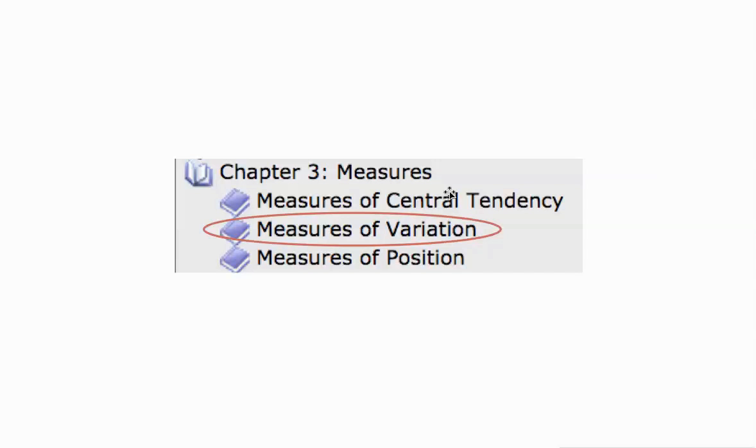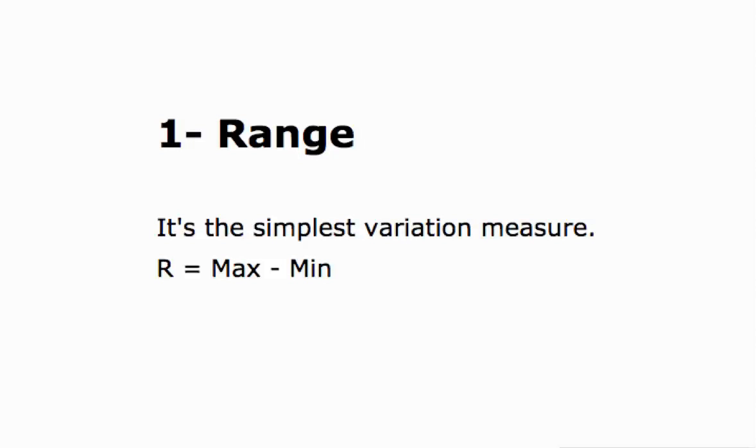Remember, we have three measures here. We have the measure of center, the measure of variation, and the measure of position. So let's have a look now at the measure of variation. The first way to measure the variation is the range. The range is the simplest way to measure the variation. It's simply the maximum value minus the minimum value in the data.